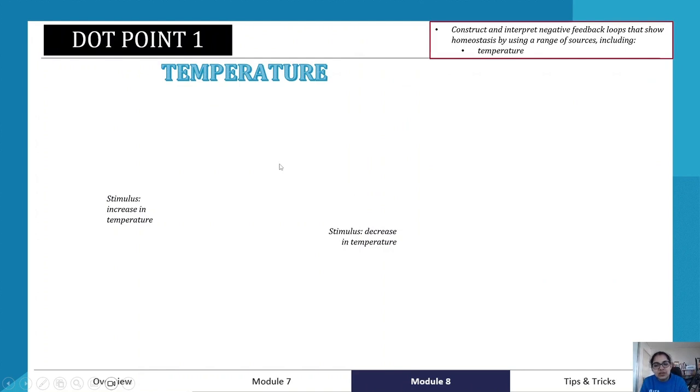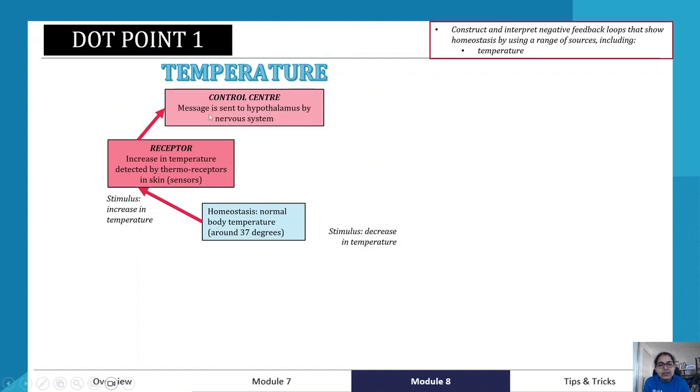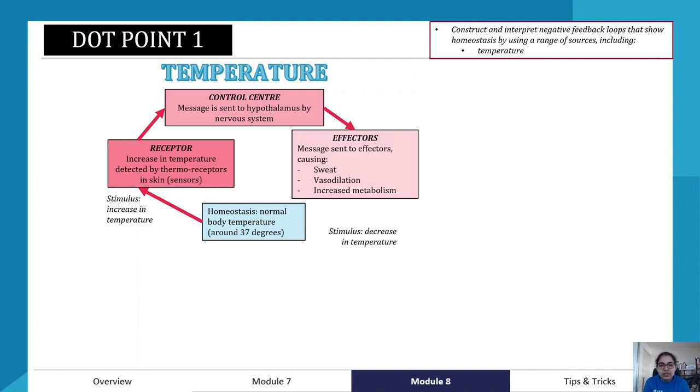So this is what is happening over here. We've got a normal body temperature around 37 degrees Celsius. Now, there is an increase in temperature that is immediately going to the sensors. In this case they are the receptors, right? The thermoreceptors in the skin, they are the sensors. They're going to then send a message to the control center. The hypothalamus is the control center here. The hypothalamus is located in the brain, and messages are sent to the hypothalamus via the nervous system.